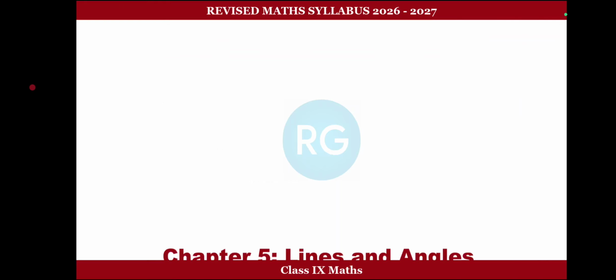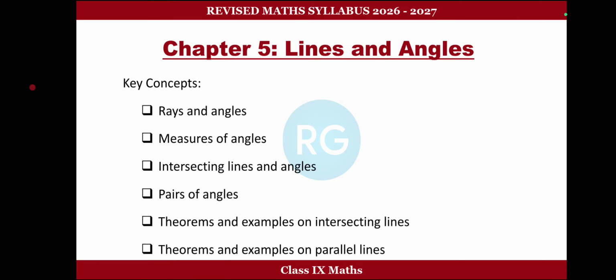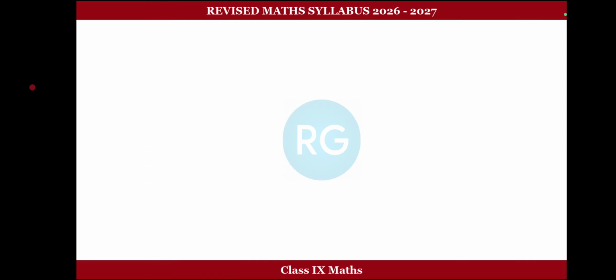Okay, so moving on to the next, this is lines and angles. It was already a part of the earlier syllabus. Rays, angles, measure, intersecting lines, theorems based on intersecting and parallel lines. It is already a part of class 9 syllabus, so it is still there and no change here.